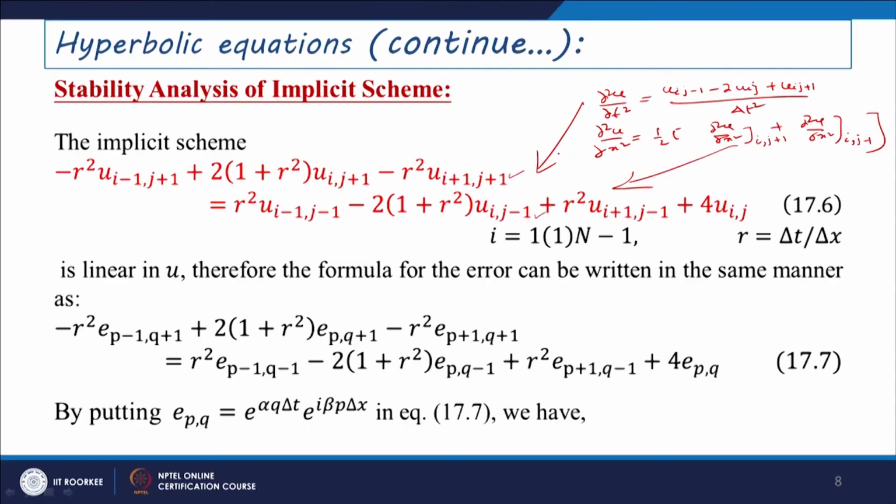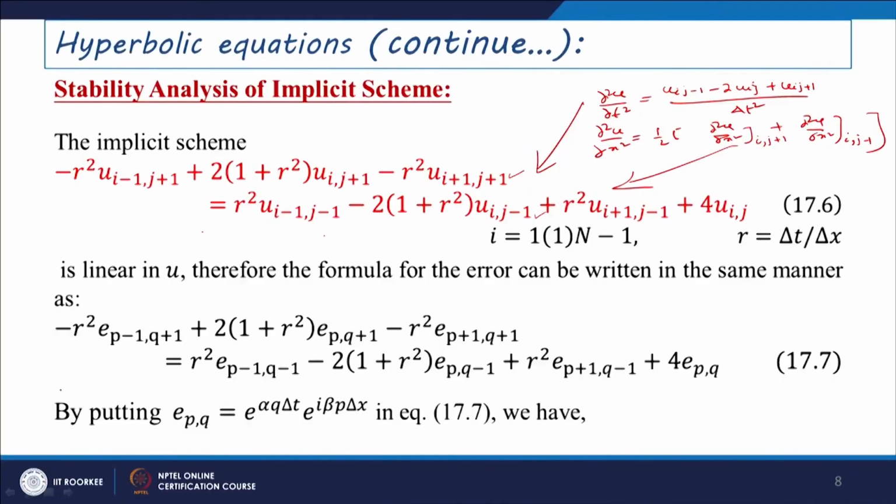Especially if you see here, this equation gives you a linear representation of u. Therefore, the formula for the error can be written in the same manner as we defined for the explicit scheme. And this relationship can be written where u is the true solution and u star is the approximated solution.